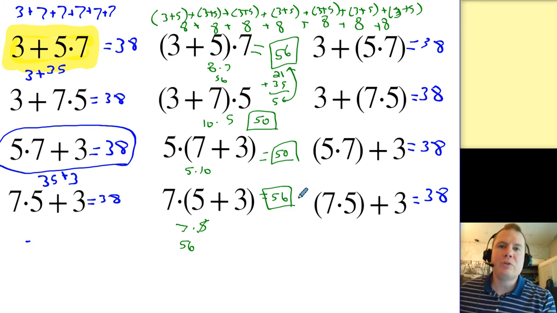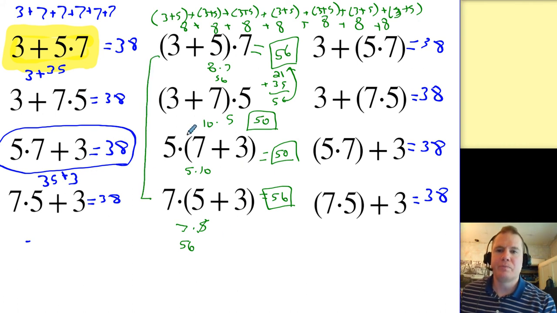We can use the commutative and associative properties to recognize that these two are the same problem, and that these two are the same problem as each other, but different from these outer ones. We have to recognize what's being multiplied by what's being added a bunch of times, what's only being added one time, and where those grouping symbols come into play.